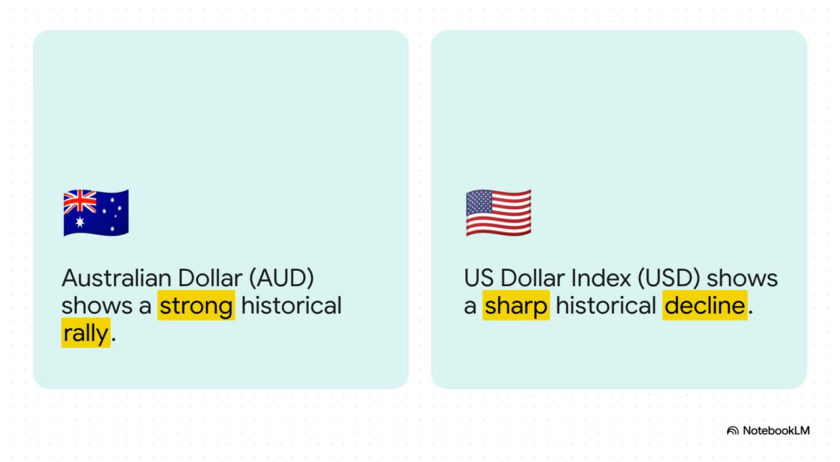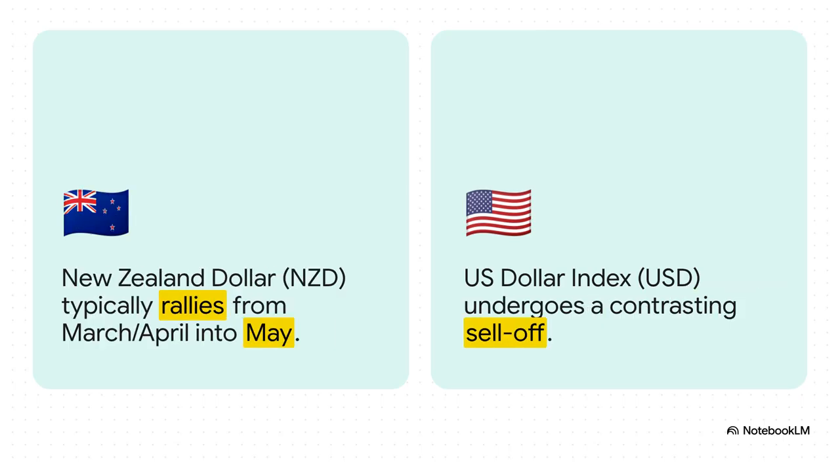So let's just lock in what we saw on the chart. From March to May, the Aussie dollar historically shows a strong rally. At the same time, the US dollar index shows a sharp decline. This creates a powerful tailwind for anyone looking to go long on the AUD/USD pair. And it's not just the Aussie. The New Zealand dollar shows a really similar pattern.